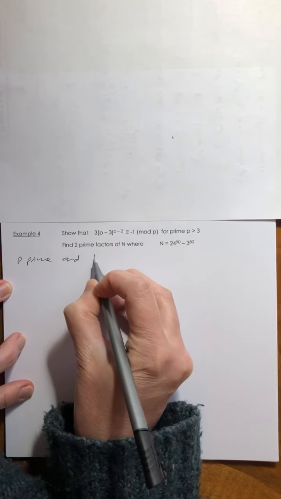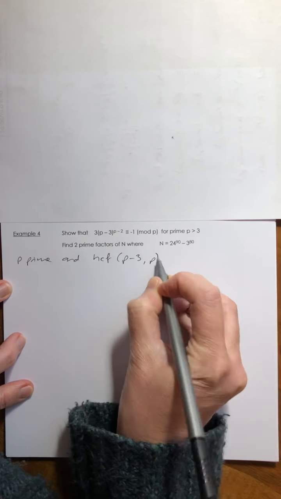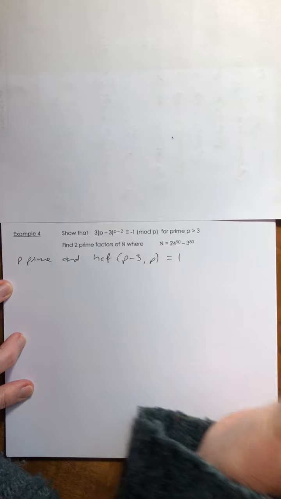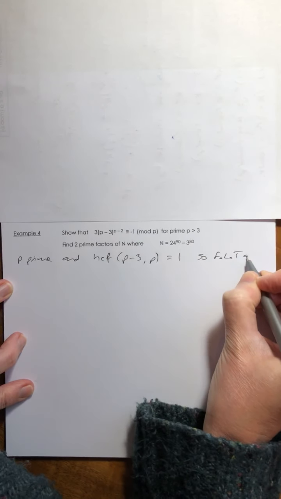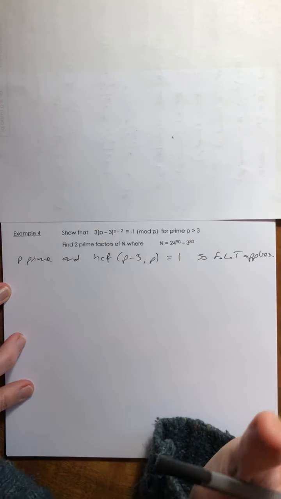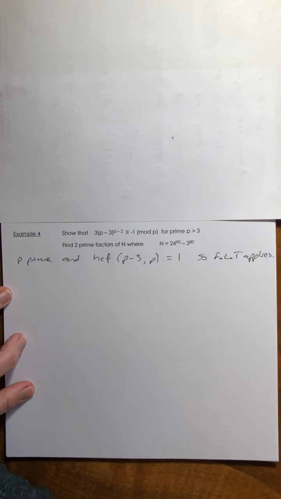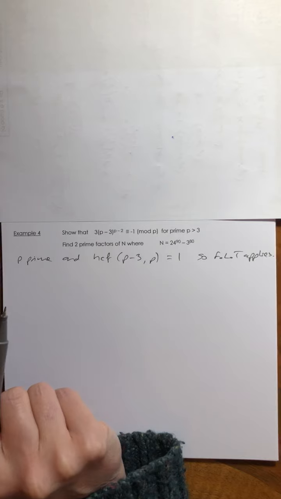And I can also say that the highest common factor of P minus 3 and P is equal to 1. So I can use Fermat's little theorem. Okay, again, you would get a mark for stating that. So please, please, please don't forget to write it. I think some of you are just thinking, oh, it's not important. Please make sure you put that.